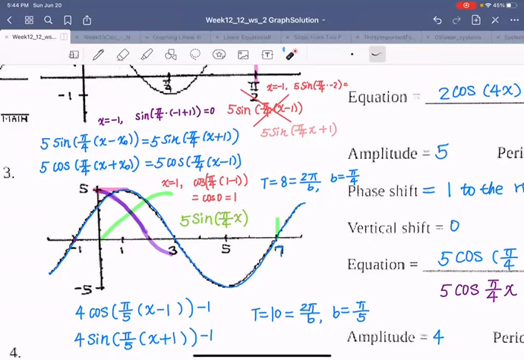Does this make sense? If you choose cosine, you choose here, and your real graph is shifted from the purple one to the right by 1. So you have a minus 1. If you choose to use sine, the sine is here, and you have this green line shifted to the left by 1. So you have a plus 1.